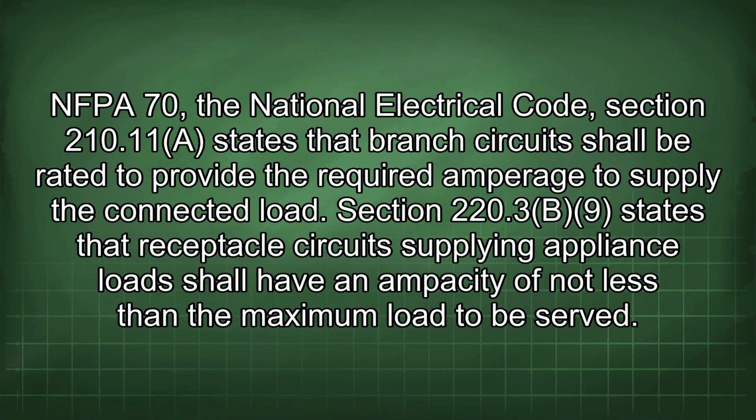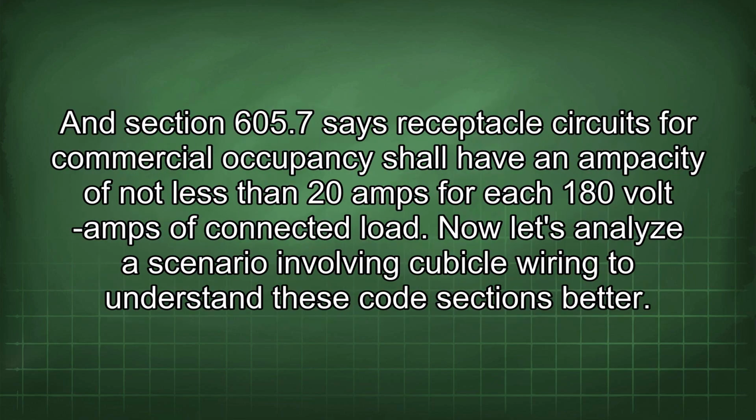In NFPA 70, the National Electrical Code, Section 210.11 states that branch circuits shall be rated to provide the required amperage to supply the connected load. Section 220.3(B)(9) states that receptacle circuits supplying appliance load shall have an ampacity of not less than the maximum load to be served. And Section 605.7 says receptacle circuits for commercial occupancy shall have an ampacity of not less than 20 amps for each 180 volt-amps of connected load.